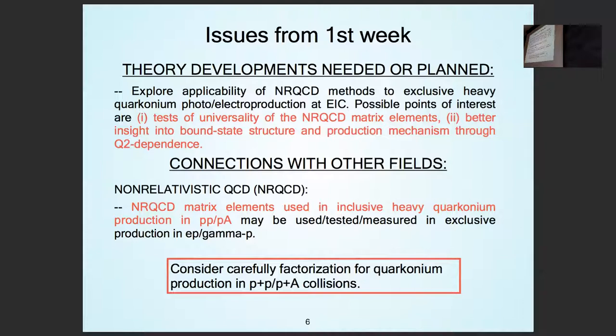The points of interest are tests of universality of NLPCD matrix elements and better insight into bound state structure and production mechanisms through Q squared dependence. This is very interesting if we can do it, and also connections with other fields. So NLPCD matrix elements using inclusive heavy quarkonium production in the proton-nucleus region may be tested in exclusive production at the EIC. If we can do this, it's wonderful.